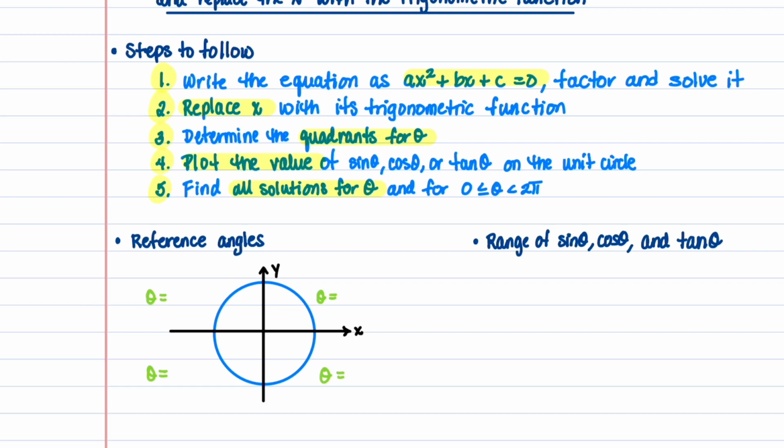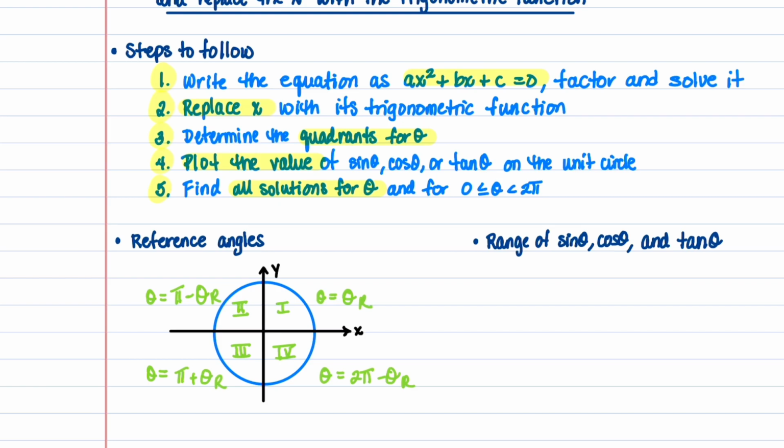We'll use reference angles to find our solutions for theta, so I've included a chart here that we can use as a guide. In our first quadrant, our angle is equal to our reference angle. In the second quadrant, our angle is pi minus our reference angle. In the third quadrant, our angle is pi plus our reference angle. And then in the fourth quadrant, our angle is 2 pi minus our reference angle.